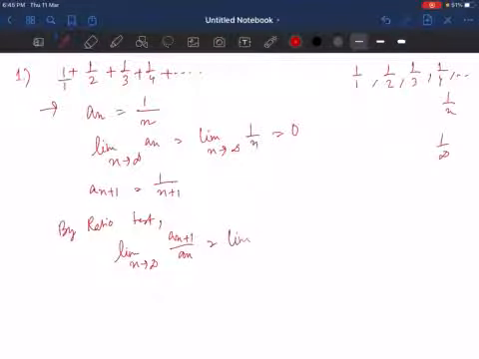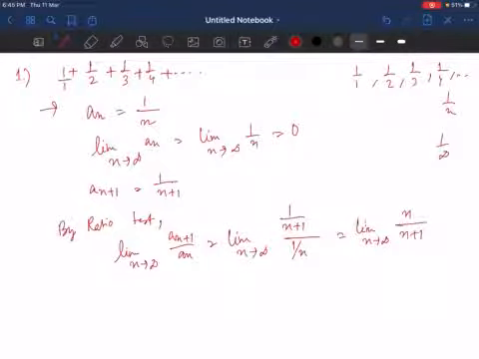So let's put in the values. Limit n tends to infinity, an plus 1 is 1 divided by n plus 1, divided by an, which is 1 by n. So we have limit n tends to infinity of n divided by n plus 1. Now how can we solve this? I already told you about limit problems: whenever n tends to infinity, you divide both numerator and denominator by the highest power. Here the highest power is n only. So I will divide by n: n divided by n, over n plus 1 divided by n.